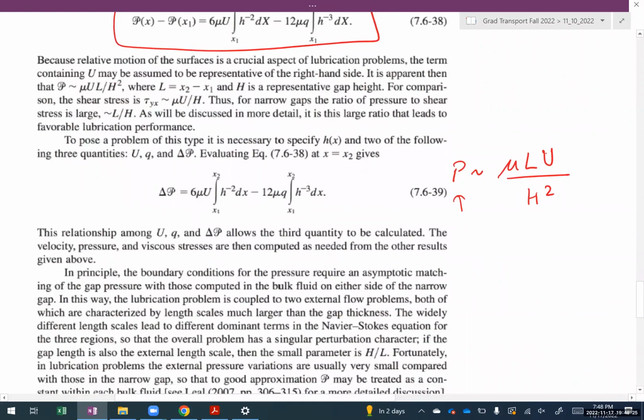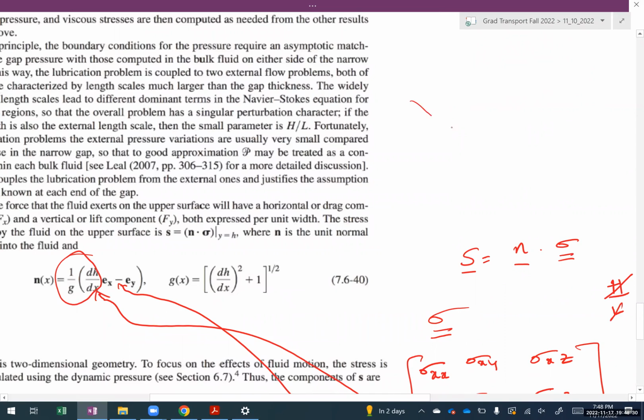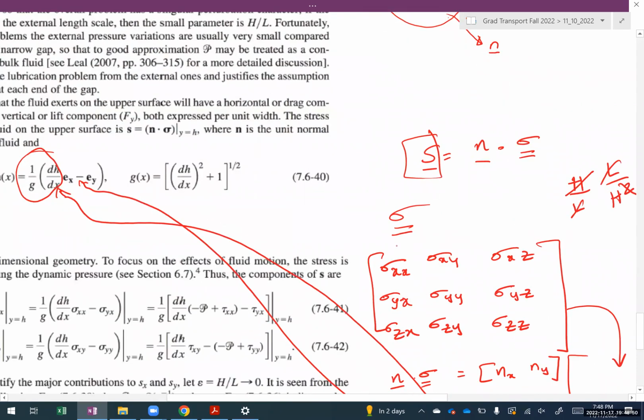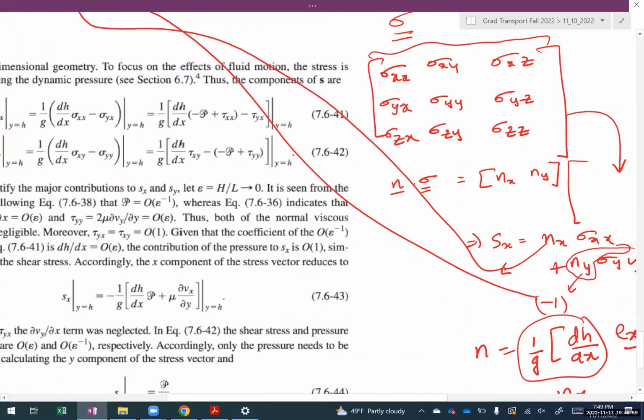Now, how do you calculate the forces on surfaces? Basically, you have the top surface. Let's say the normal vector is always normal to the surface and pointing outwards. How do you calculate the force on a surface? First you calculate the stress vector. The stress vector is n dot sigma, where sigma is the stress tensor, which is what is given here. And this goes back to the equations for the stresses. So n dot sigma, how do you calculate that?